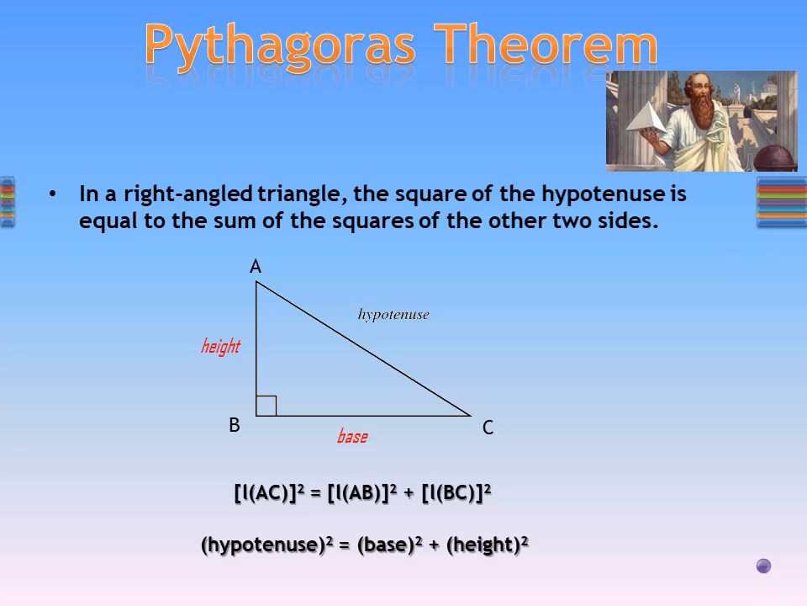Here in this triangle ABC, AC is the hypotenuse. So AC square equals the sum of the other two sides, which will be AB square plus BC square. That is, hypotenuse square is equal to base square plus height square.